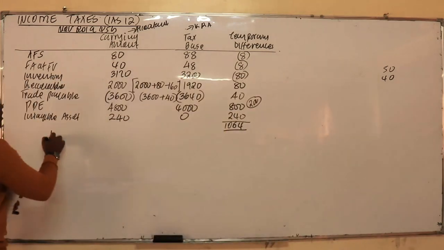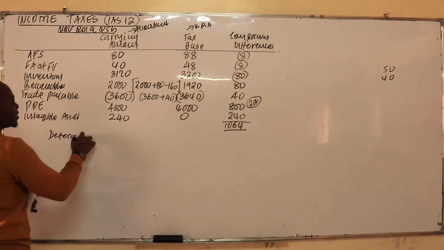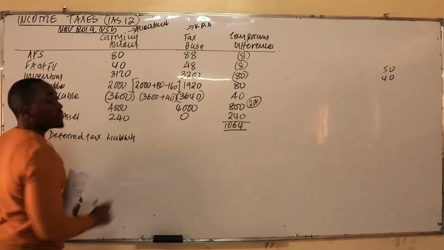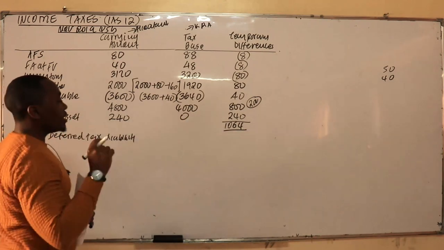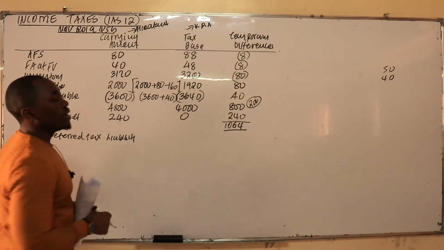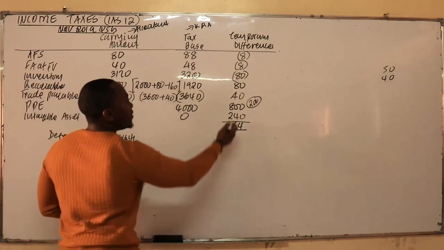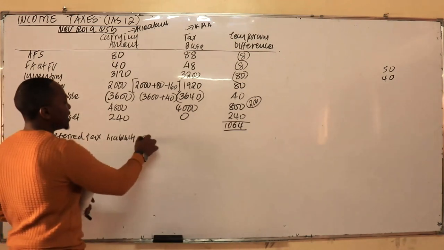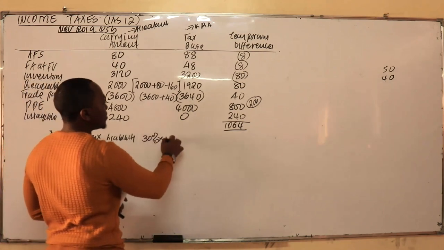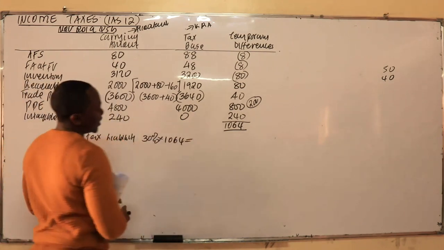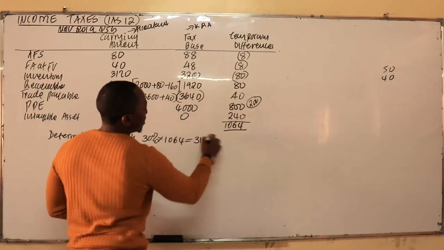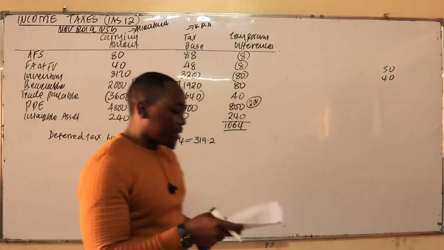Now we want to determine the deferred tax liability at the end. If it's positive, we are saying that it's a net taxable temporary difference, which will give rise to deferred tax liability. If it was negative, it would have given rise to deferred tax asset. Are you together? Good. So you'll take 30% of the net taxable temporary difference. You get 319.2. Cool. Note number 7.